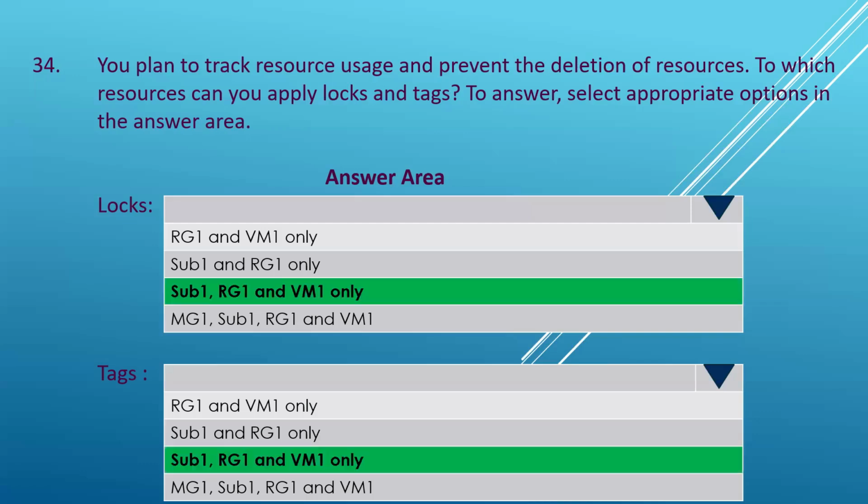So the correct answers are on your screen now. Tags and locks can be applied to subscriptions, resource groups, and resources only, hence making sub1, RG1, and VM1 only as the correct option.